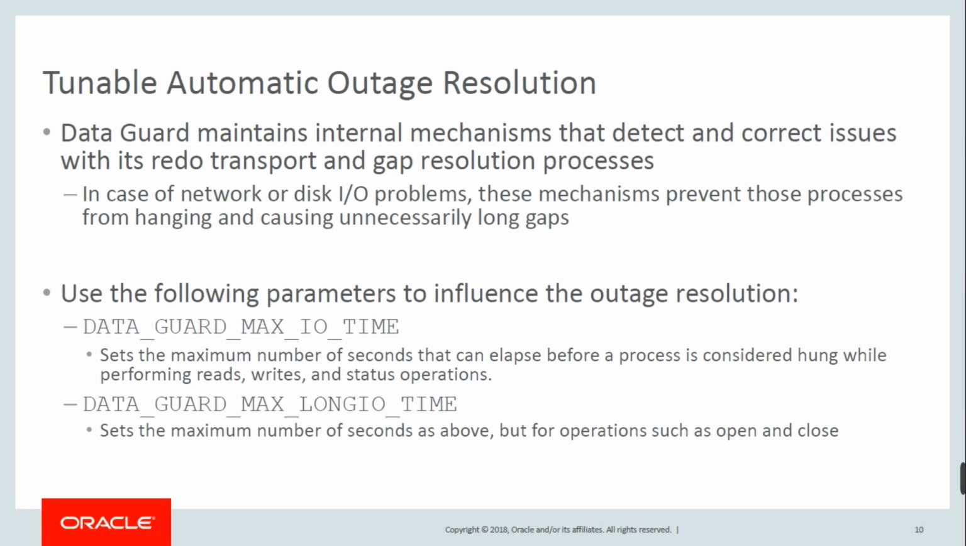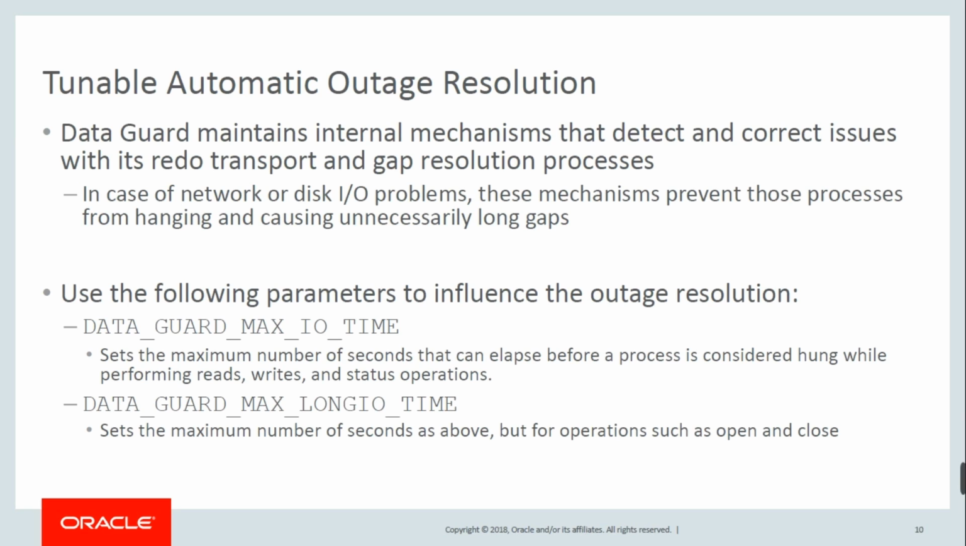Tunable automatic outage resolution. Data Guard maintains incremental internal mechanisms that detect and correct issues with its redo transport and gap resolution process. In case of network or disk I/O problems, this mechanism prevents those processes from hanging and causing unnecessarily long gaps. Use the following parameters to influence outage resolution.